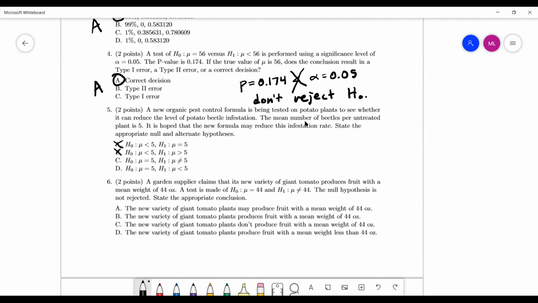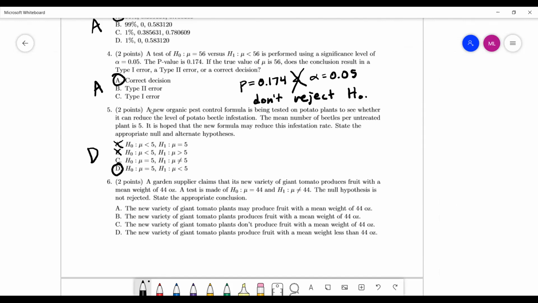The hope, however, and presumably there is some evidence to back this up, is that this new pest control formula will reduce the level of potato beetle infestation, which means if it's effective, we would expect to see fewer than 5 bugs on each plant. And so what that tells me is the alternate hypothesis, which the evidence is supposed to support, should be that mu is less than 5. And therefore, the correct answer is D.